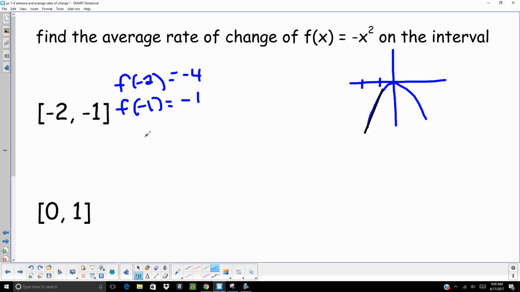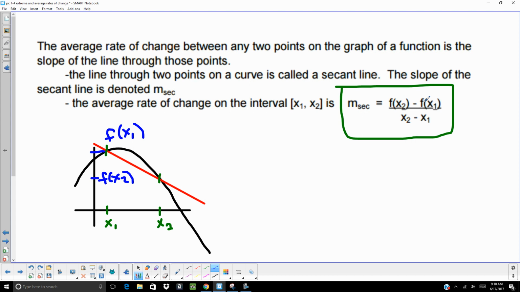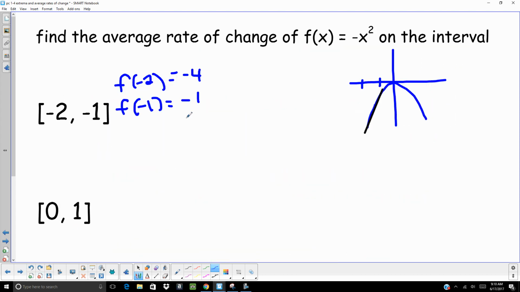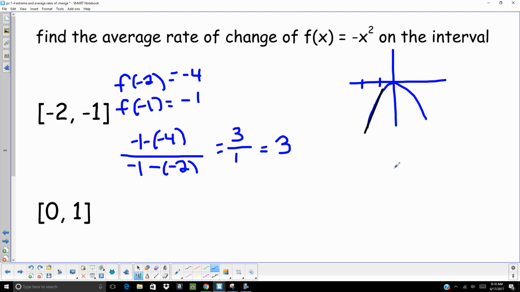So that's going to be, go back to our formula, f of x sub 2 minus f of x sub 1. That's a very fancy way of saying y sub 2 minus y sub 1. So -1 minus -4 over our x values, which are -1 minus -2. -1 minus -4 is the same as -1 plus 4, and that's going to be -1 plus 2, which is 3. So the average rate is 3.